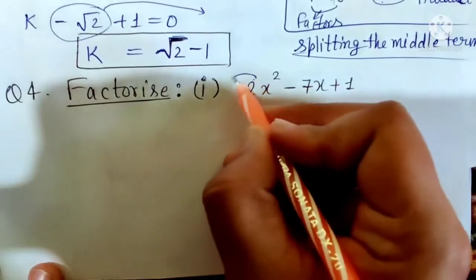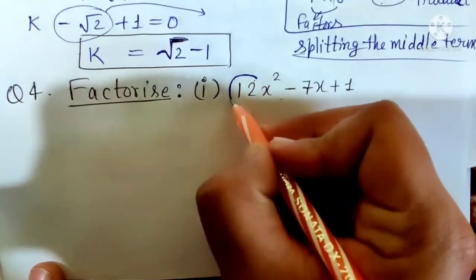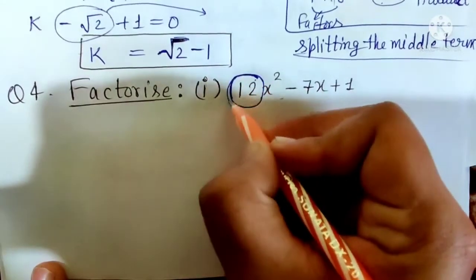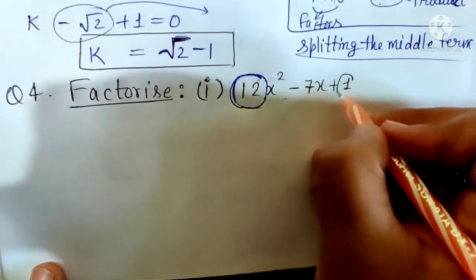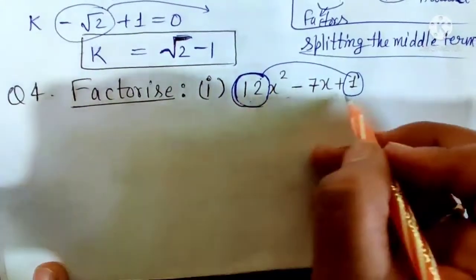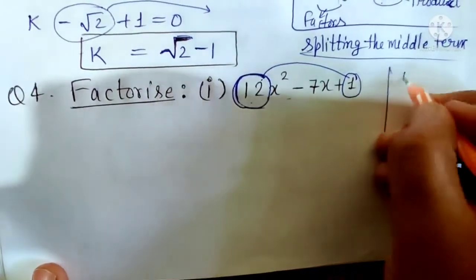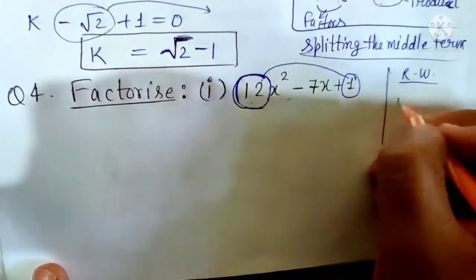First we have to check the first term. It is 12x square. Out of this 12x square, what is the number? 12 is the digit here. What is the last term here? 1. This is the constant. So 12 into 1, what will come? Multiply the first and the last term. Just leave the variables. So what is coming? Here the product is coming 12.